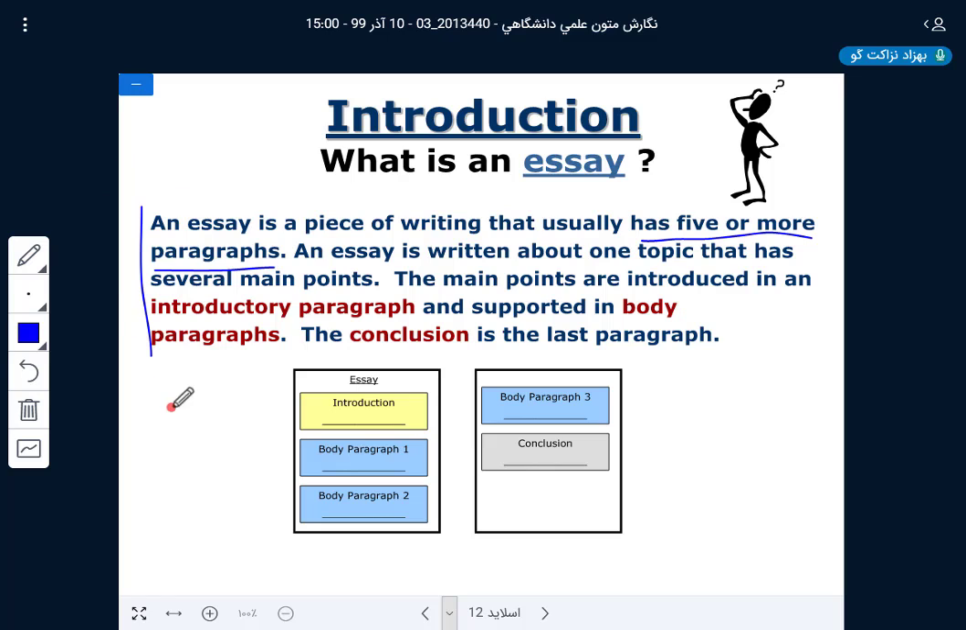In an academic essay, we expect to write a 5 paragraph essay, 1, 2, 3, 4, 5, or a 4 paragraph essay. So one introduction, one conclusion, and 2 body paragraphs. Here we have a 5 paragraph essay. This is the standard academic writing essay. But sometimes we see some academic papers, they have more than 3 body paragraphs. So that is why we have usually has 5 or sometimes more paragraphs. When it says an essay is a piece of writing that usually has 5, it means that it's a short essay.